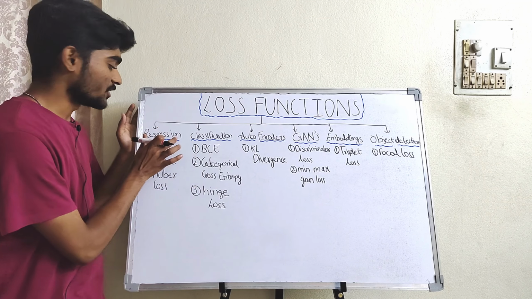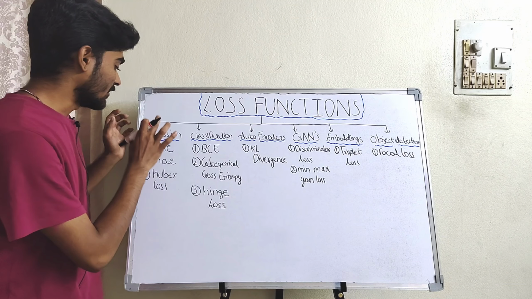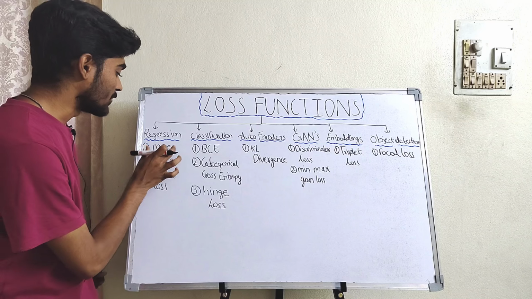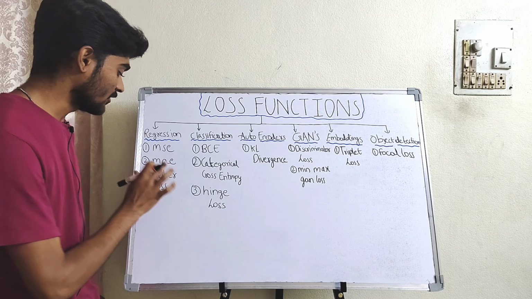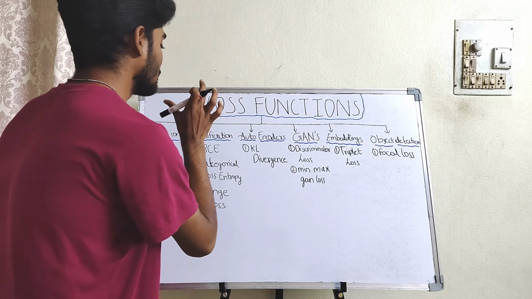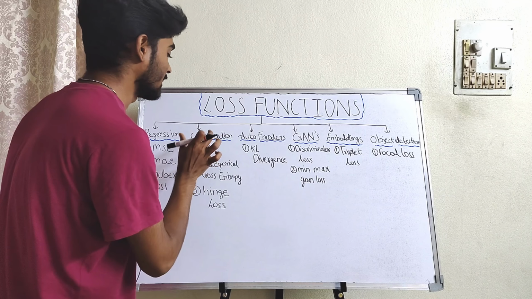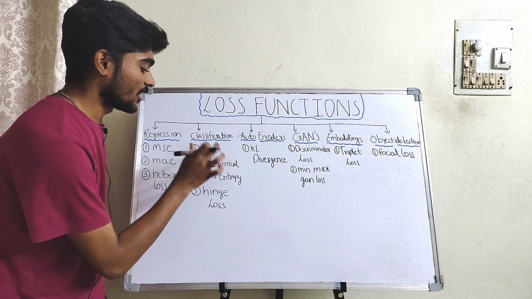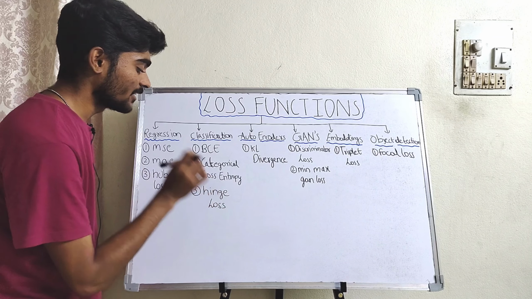When you work on regression, let's say linear regression, you will be having these kind of loss functions: MSE loss, that is mean square error loss, mean absolute error loss, and Huber loss. When you're working on classification tasks, you need to use these kind of loss functions: binary cross entropy loss, categorical cross entropy loss, and hinge loss.